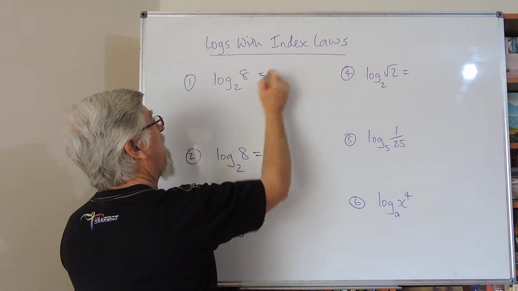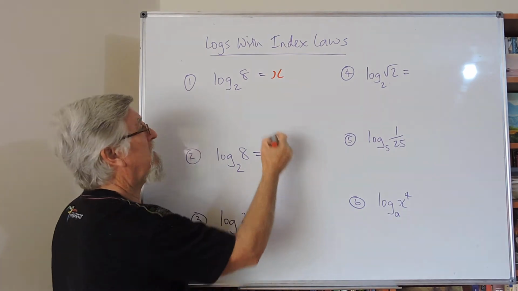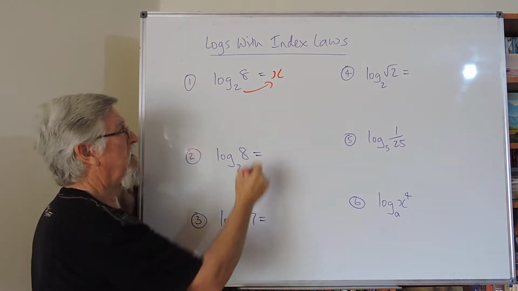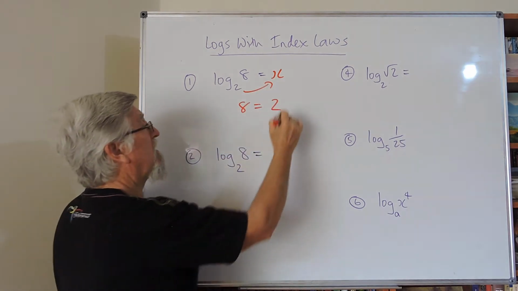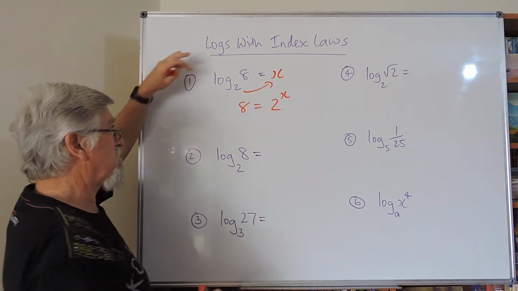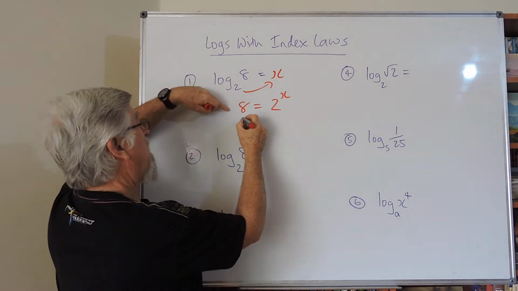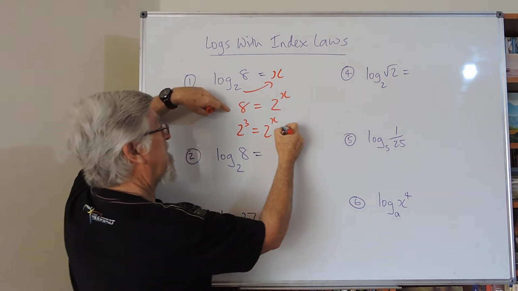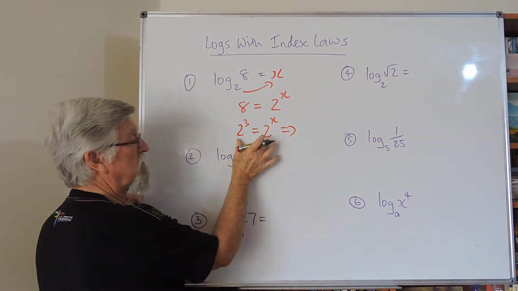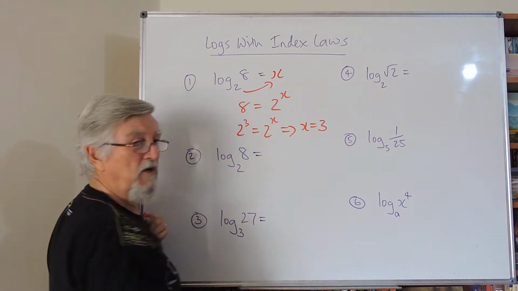I'm wanting to find out what the log of 8 is with a base of 2. It could be something. So if I squish the 2 out, I leave it as an 8 and I write it as 2, and where does the x go? It goes up to the top. So there it is written in log form, and here it is written in index form. And then you could say that's 2 cubed equals 2 to the x. And then once the 2s are the same as a base, we've got x equals 3 as the answer to the question.